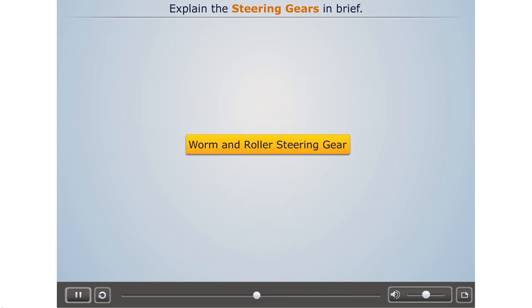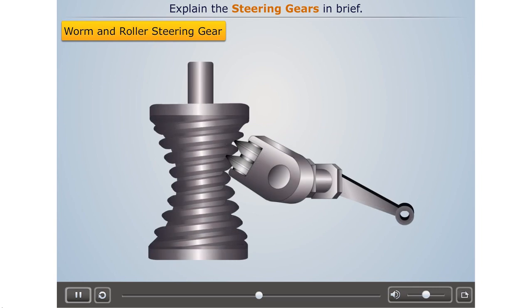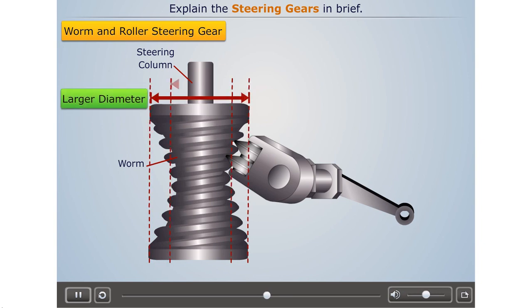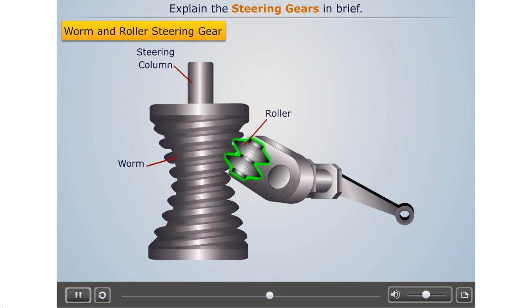Worm and roller steering gear. A typical worm and roller steering gear can be shown as: here the steering column is provided with the worm at its end. The diameter of the worm is more at its ends and gradually reduces towards the center. A roller is kept in mesh with this worm. The roller has a cross shaft which is fitted to the drop arm.